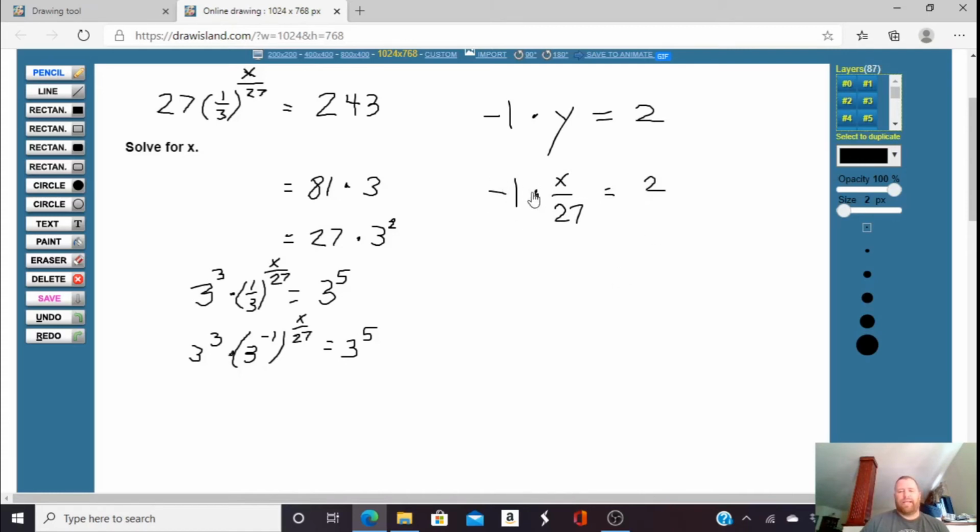Well, if I want to get rid of the -1, I can divide both sides by -1, and I get x over 27 equals -2. Multiply both sides by 27, and you're going to get x equals -54.